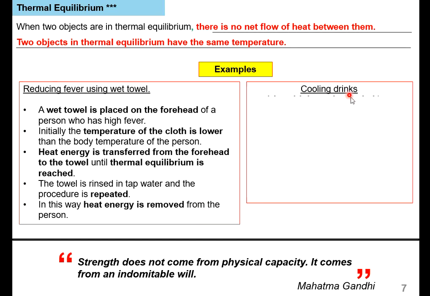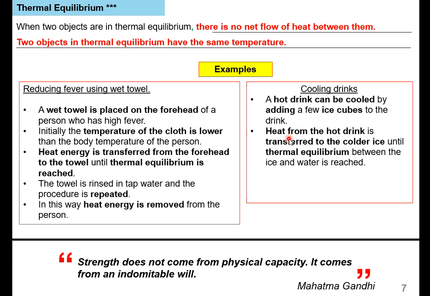Alright, cooling drinks. A hot drink can be cooled by adding a few ice cubes to the drink. So heat from the hot drink is transferred to the colder drink until thermal equilibrium between the ice and the water is reached. Final temperature of the drink equals the final temperature of the ice.